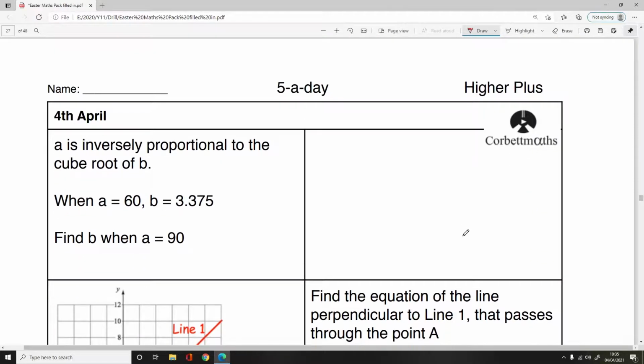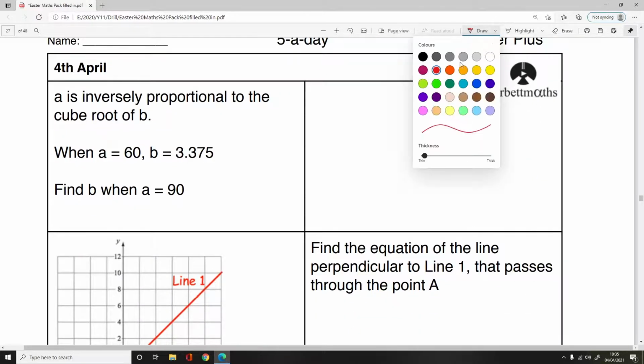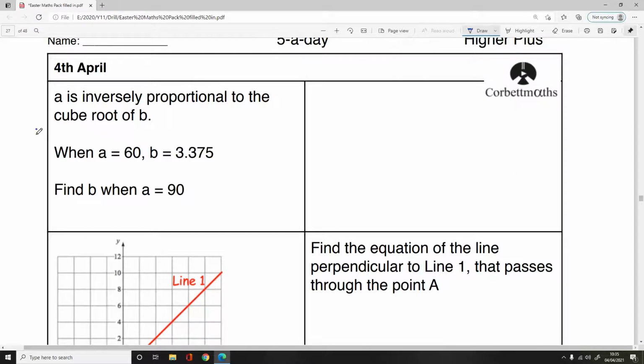Okay, and that leaves us with higher plus. Excellent, a proportion question. Been a while. So remember, inverse proportion, that is going to be 3 lines. A is mentioned, cube root of B is mentioned, so we're going to have to write cube root of B. And then what do they times to? So when A is 60, B is 3.375, so we're going to have to do the cube root of 3.375, which is 1.5.